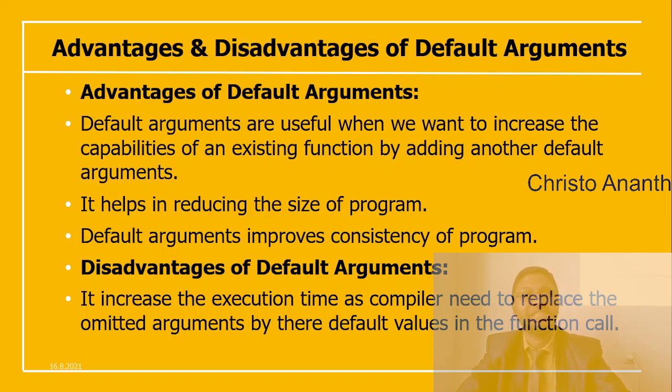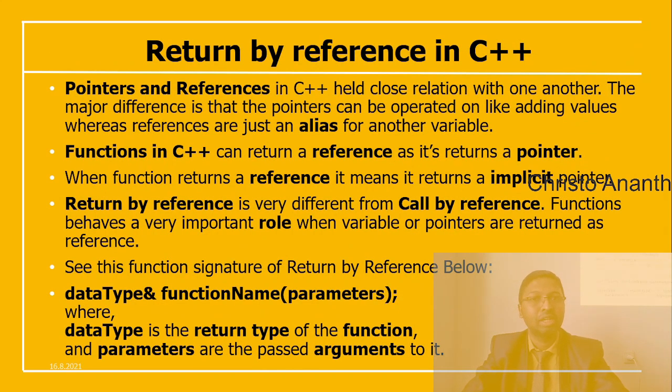So these are the advantages and disadvantages of default arguments. Default arguments are useful whenever we have to increase the capabilities of an existing function by adding another default argument. Also, you can reduce the size of the program, and default arguments improve the consistency of the program. A disadvantage is that it increases the execution time, as the compiler needs to replace the omitted arguments by the default values in the function call. Then finally, you have return by reference in C++.